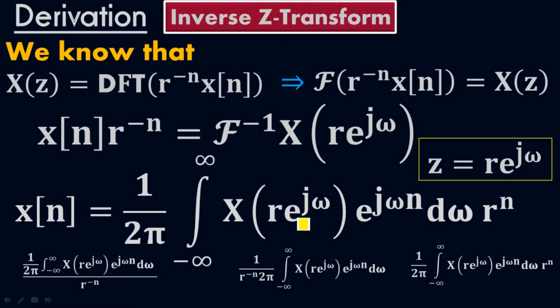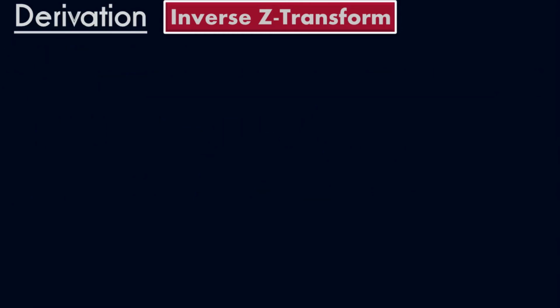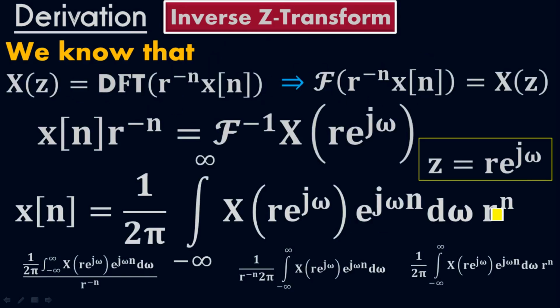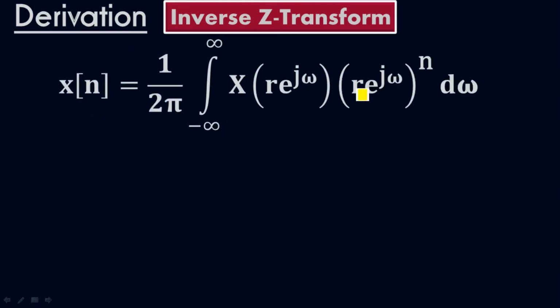r to the n, which I can write r times e to the j omega to the whole n. Look, I just picked this r to the n from here and put it there with the e to the j omega n. Its power is n. Here the power is n. So I'm going to take n common. I will take a common power for the r and for the e to the j omega. Therefore, I wrote r times e to the j omega to the whole n.